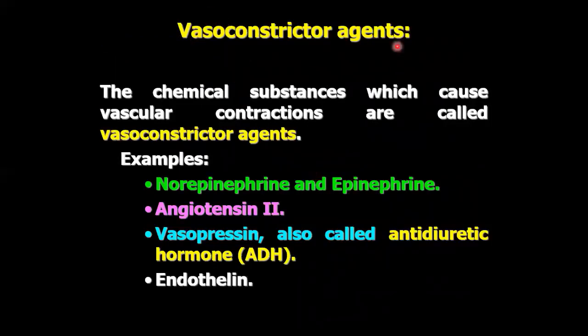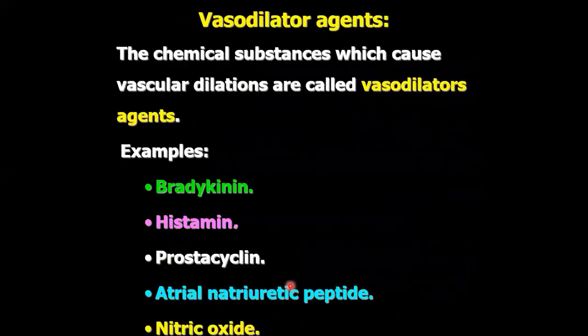So, what are the vasoconstrictor agents and what are the vasodilator agents? The chemical substances which cause vascular contraction are called vasoconstrictor agents. Examples: norepinephrine, epinephrine, angiotensin 2, vasopressin, whose other name is antidiuretic hormone, and endothelin. Vasodilator agents: the chemical substances which cause vascular dilatation are called vasodilator agents. Examples are bradykinin, histamine, prostacyclin, atrial natriuretic peptide, and nitric oxide.